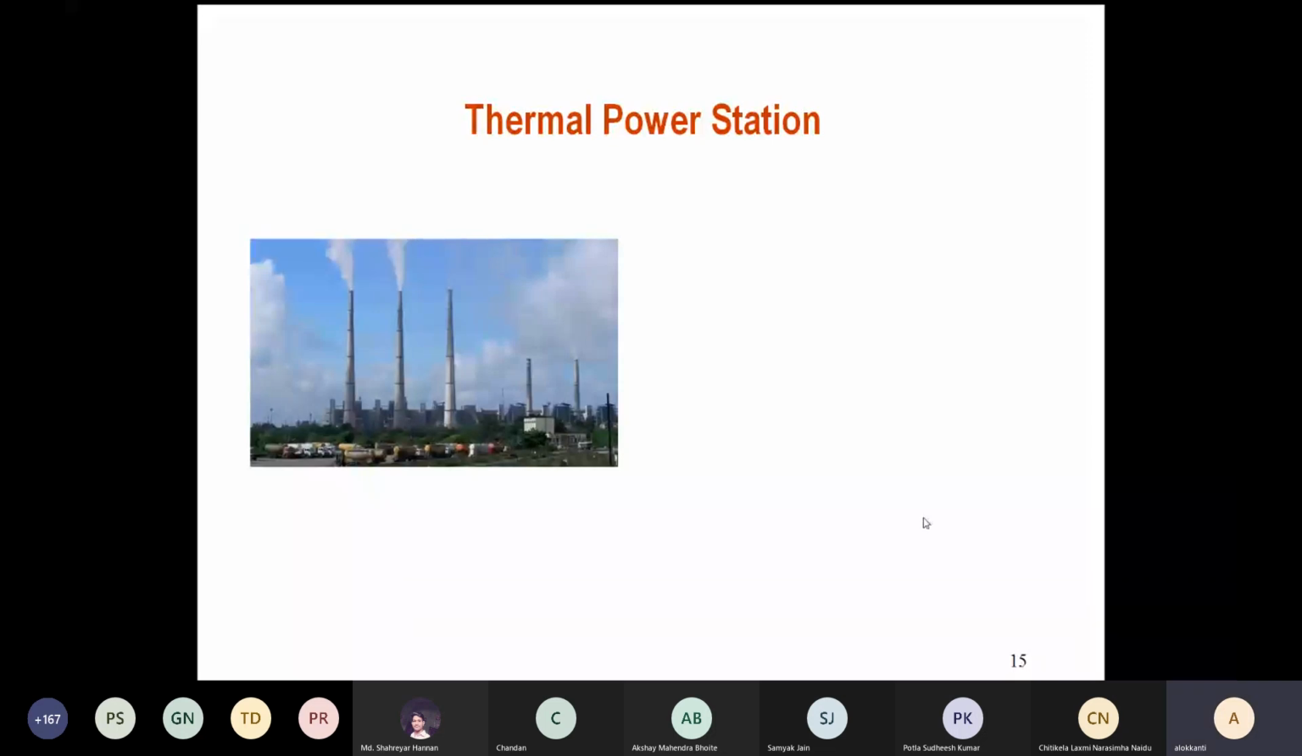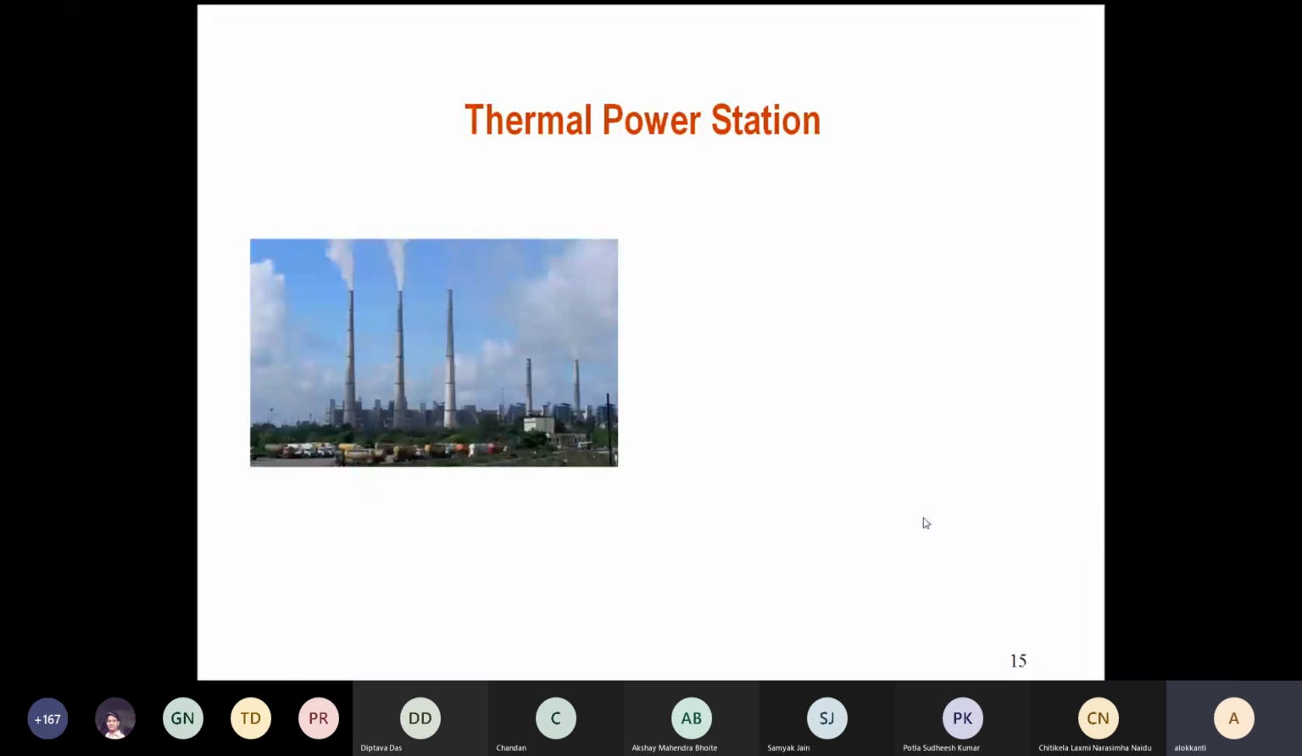Can anybody say? Water. Water, yes. Using this coal, you boil the water and raise it to a very high temperature and pressure. Okay, so I will show the exact diagram. This type of plant should be in the vicinity of some water source, preferably a running river, because it has to be a running river.